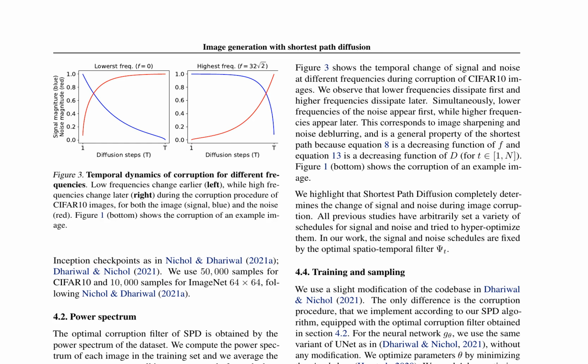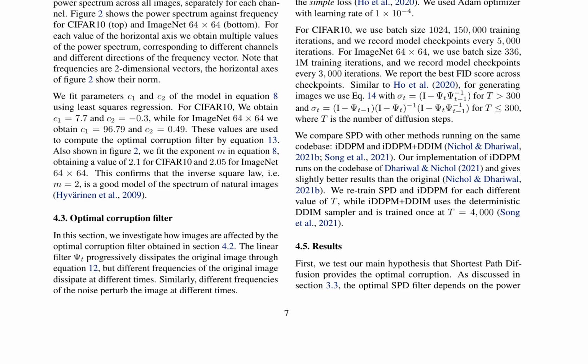The authors fit the model parameters using least squares regression, resulting in values for CIFAR10 and ImageNet 64x64. These values are used to compute the optimal corruption filter, which follows the inverse square law, a common model of the spectrum of natural images. The optimal filter is applied to investigate how images are affected, observing that lower frequencies dissipate first, and higher frequencies dissipate later, resulting in image sharpening and noise deblurring. This property of the shortest path eliminates the need for arbitrary schedules and hyperoptimization.